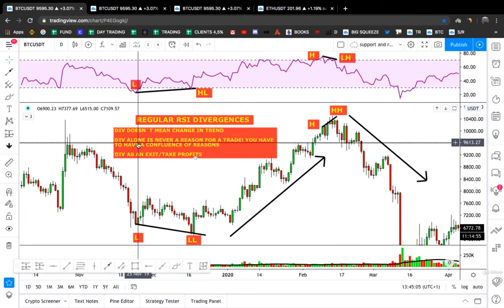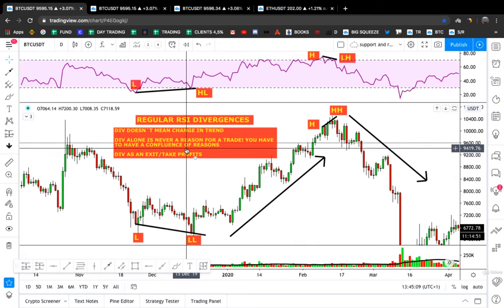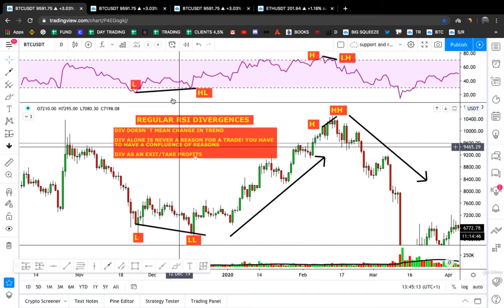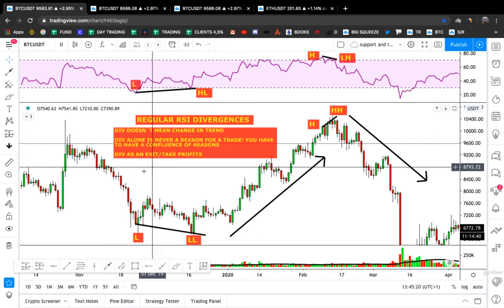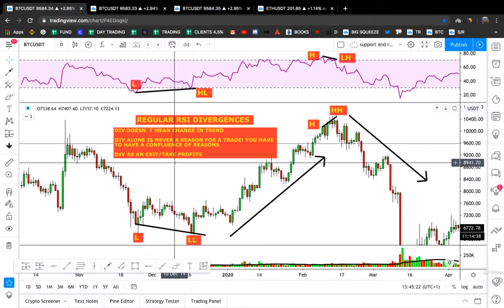The second key takeaway is divergence alone is never a reason for a trade. You have to have a confluence of reasons, and now I will dive into that as well, what I mean by that. And the third one is that you can use divergence to exit or to take profits.